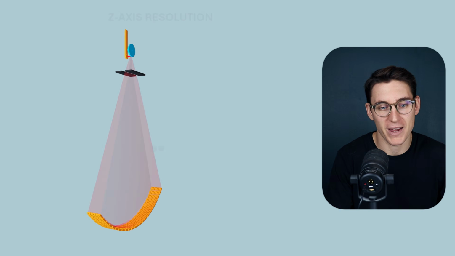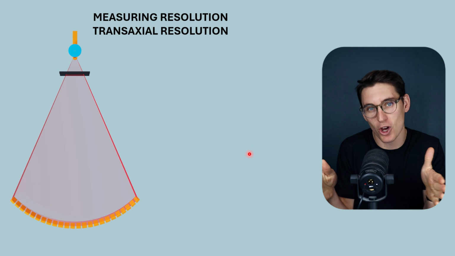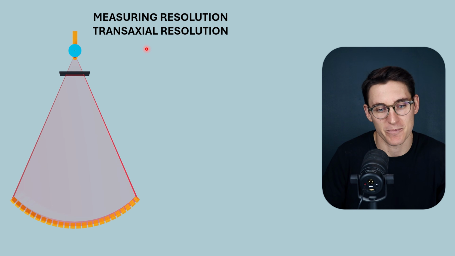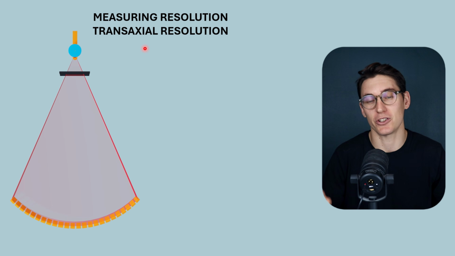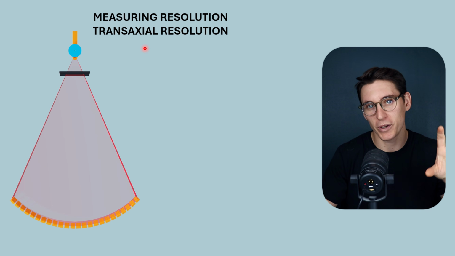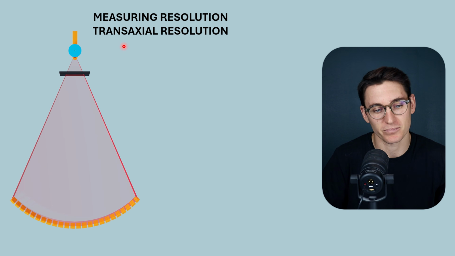Now, how do we go about measuring resolution within an image? Well, we can either measure trans-axial resolution or we can measure Z-axis resolution. And the way we do that differs slightly. When measuring resolution, and you'll see later when measuring noise, we can measure it either visually or we can measure it mathematically, to get a quantitative measure for resolution.